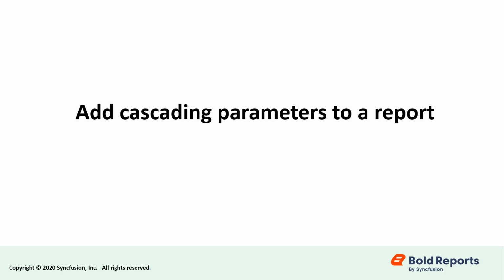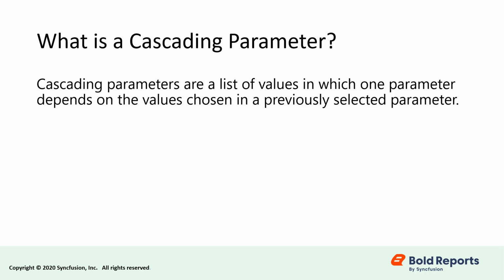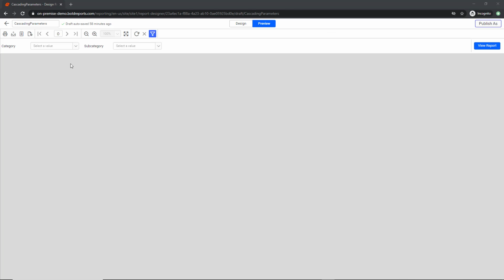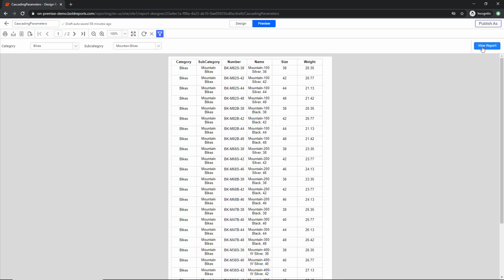Before getting into the video, let's have a look at cascading parameters. Cascading parameters are a list of values in which one parameter depends on the values chosen in a previously selected parameter. This type of parameter can be used when a parameter has a long list of values. For example, the first parameter is independent and might present a list of product categories. When we select a category, the second parameter is dependent on the value of the first parameter. Its values are updated with a list of subcategories within the chosen category. When we view the report, the values for both the category and subcategory parameters are used to filter report data.